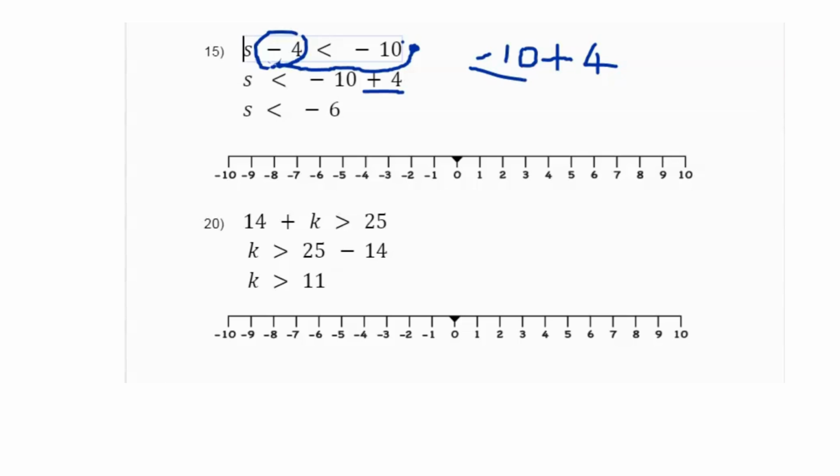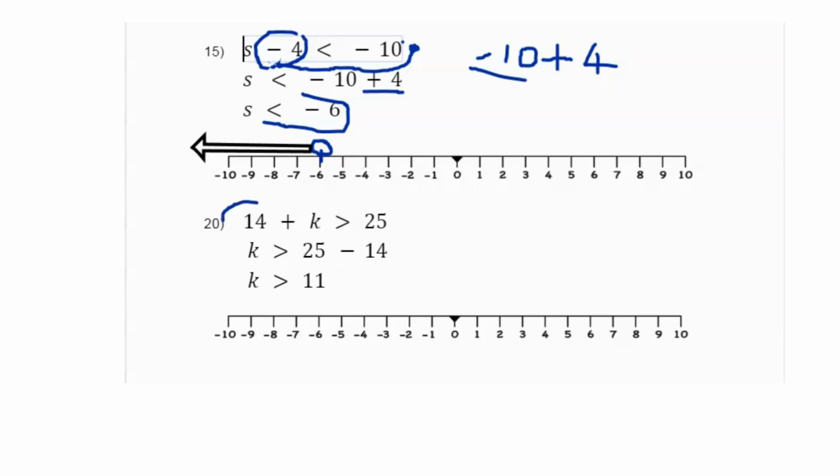Okay, so now let's draw the arrow. Since this is single and this is negative, we're going to look for negative 6, which is here, and it's going to be an open arrow. So we'll go towards this side. That's it. The next one is 14 plus k.